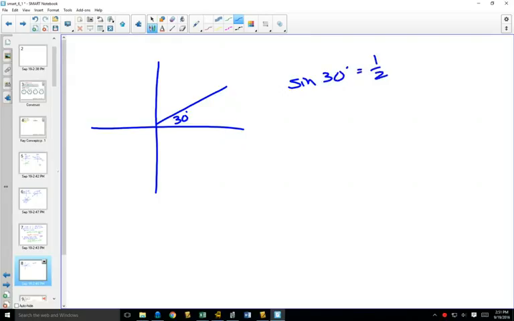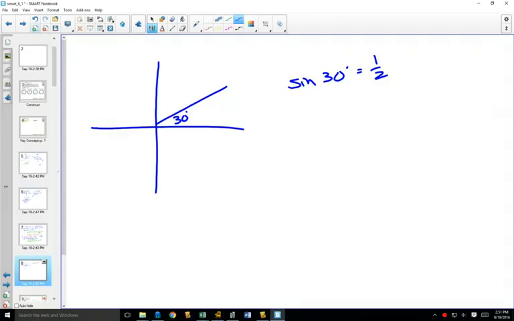One half. So some of you might remember it when you see it. Some of you might not even remember that you learned it. That's fine. We're going to relearn and memorize all of these ones that we can do without our calculator again this year. But sine of 30 degrees is 1/2.